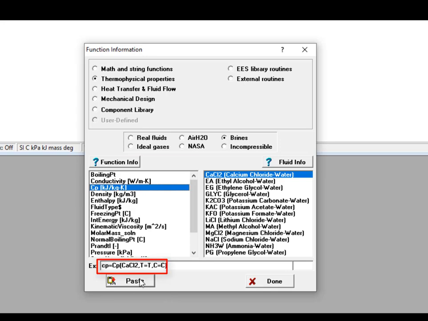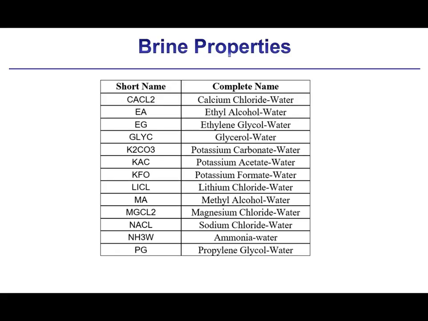The first parameter is always the short name of the mixture or the brine in question. So for example, EA is the short name for an ethyl alcohol water mixture. CaCl2 is the short name for a calcium chloride water mixture. The name can be provided as a string constant or a string variable. And as with all the other property functions, quotes around the string constant are not required. The short version of the fluid mixture names for which data are currently provided are listed in this table here together with their complete names.